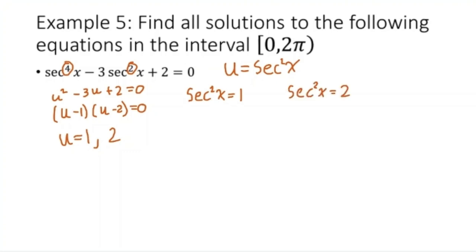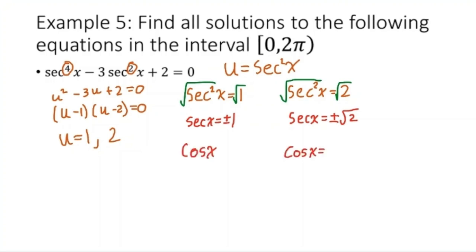So secant squared x is either equal to 1 or secant squared x is equal to 2. If we square root both equations, we get that secant x equals plus or minus 1 or secant x equals plus or minus root 2. In order to make it easier to use our unit circle, instead of having our equations in terms of secant, we can rewrite it with the reciprocal identities. The reciprocal of secant is cosine. The reciprocal of positive or negative 1 is still positive or negative 1, while the reciprocal of the square root of 2 or negative square root of 2 is positive or negative square root of 2.